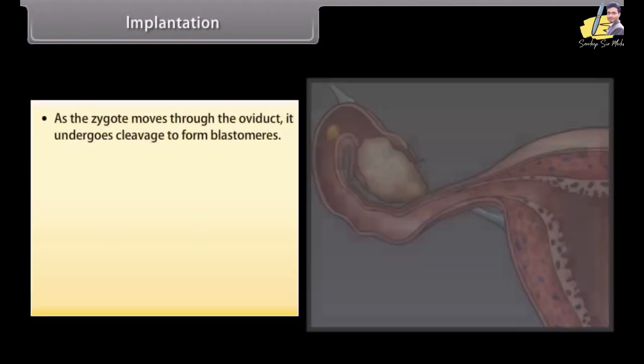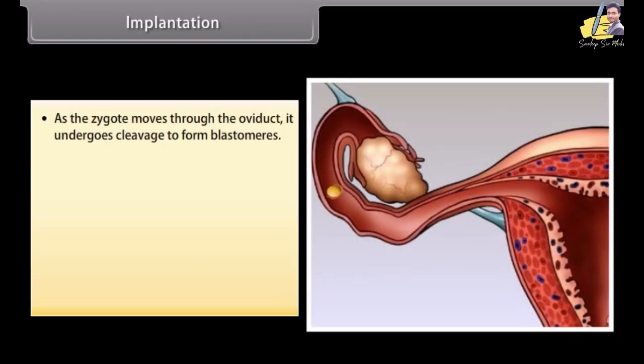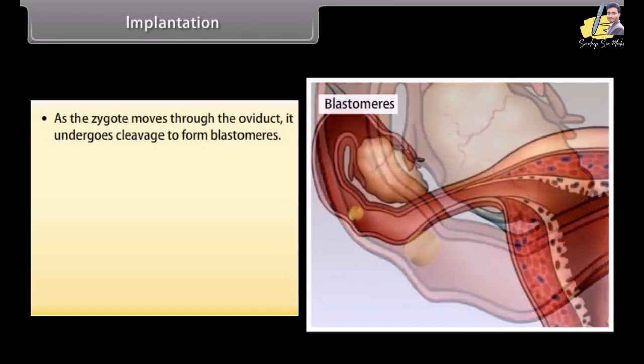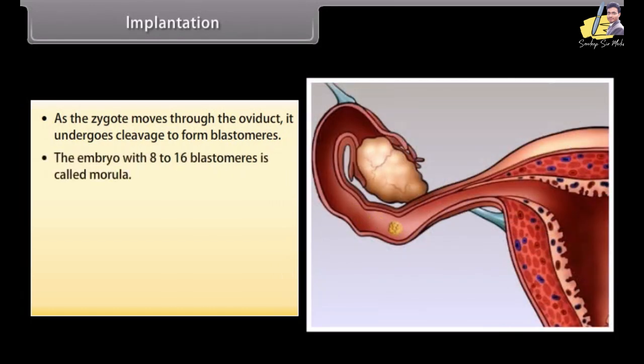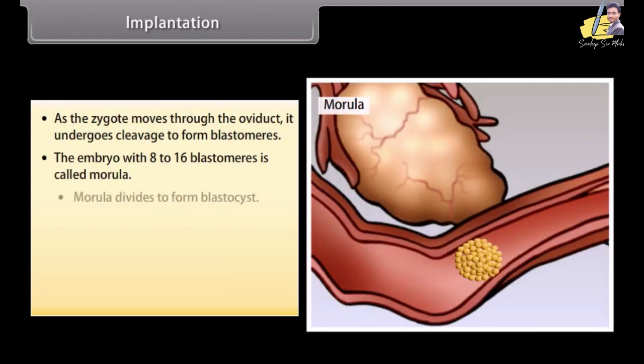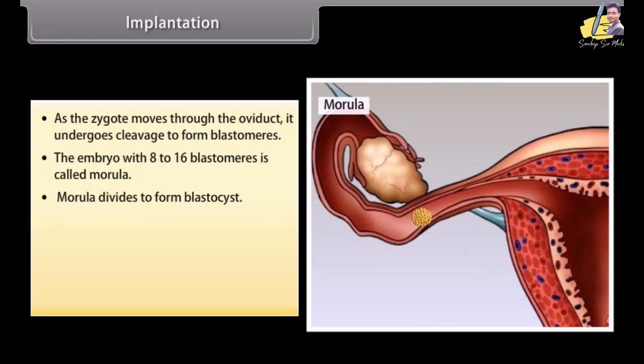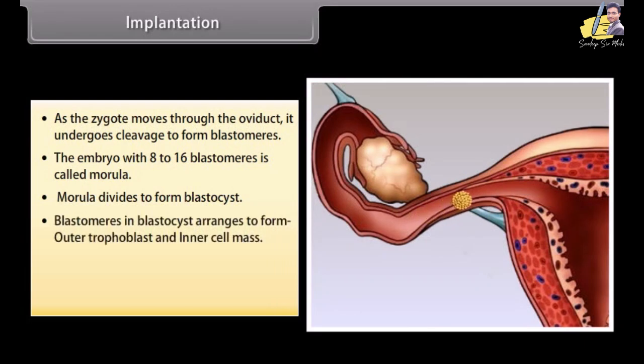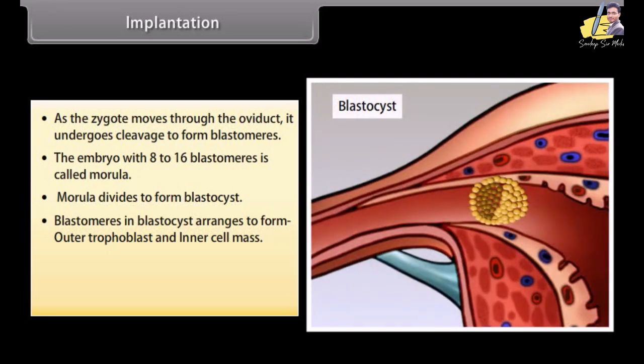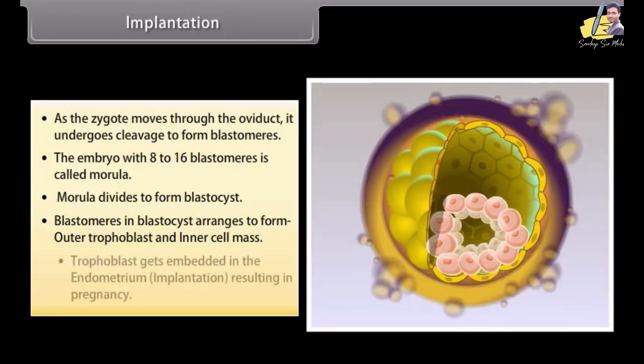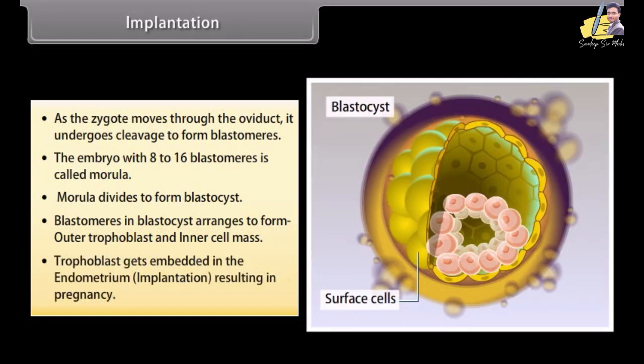Implantation. As the zygote moves through the oviduct, it undergoes cleavage to form blastomeres. The embryo with 8 to 16 blastomeres is called morula. Morula divides to form blastocyst. Blastomeres in blastocyst arrange to form an outer trophoblast and an inner cell mass. Trophoblast gets embedded in the endometrium, or implantation, resulting in pregnancy.